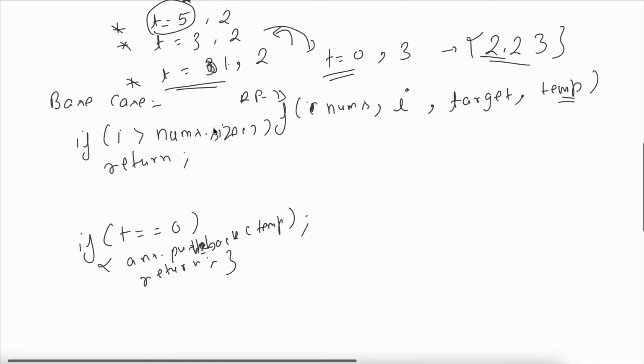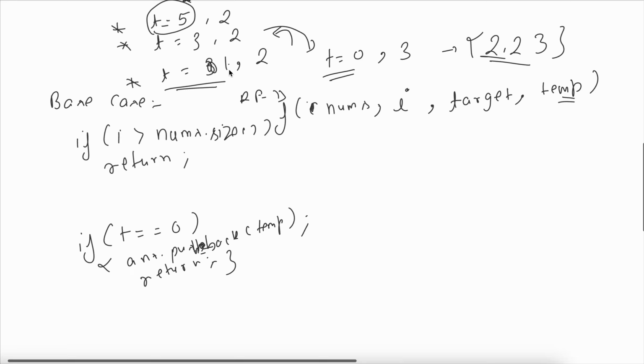Yeah, okay, so one of the base cases is... And what would be one more base case if target equals 0? Let's see the next call of this.